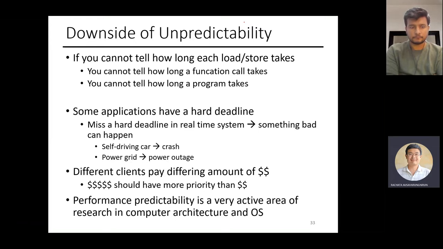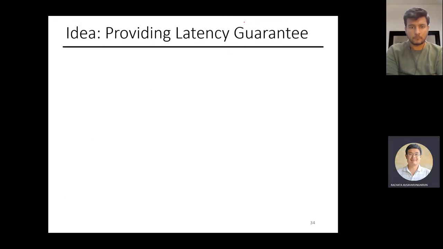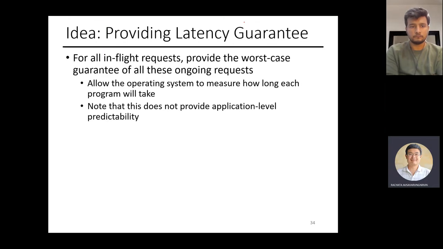And it's a problem that is getting more and more important as time goes on, because a lot of the time these days you would put, for example, part of the program in a container in the cloud, right? So the idea is, can you provide some latency guarantee? For in-flight requests, for example, can you provide a worst case guarantee for all these ongoing requests so that you can measure when my application would finish or when my request would finish, right?